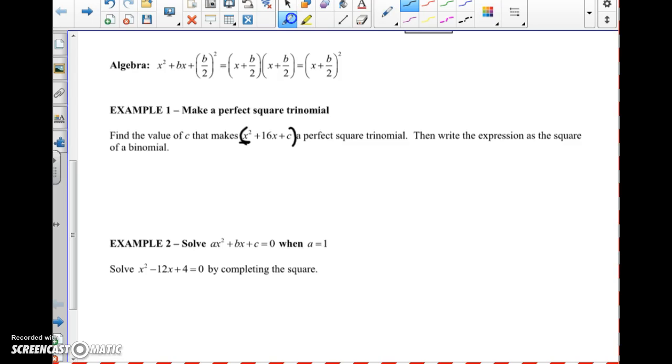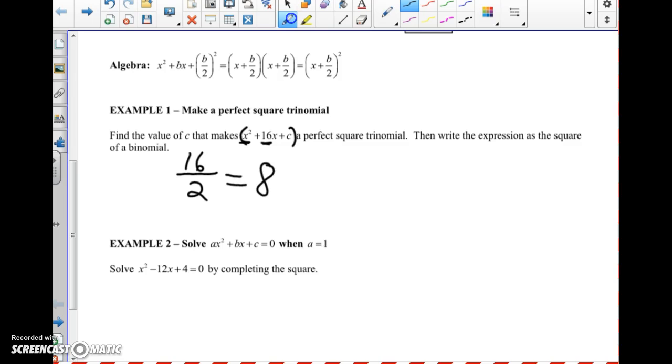Okay, so look next to x squared. Is there a 1 next to it? Yes, there's a 1 next to it. It's 1x squared, just x squared, right? So here's what you do to complete the square. You take this number, the b, 16. You divide it by 2. How much is 16 divided by 2? 8.